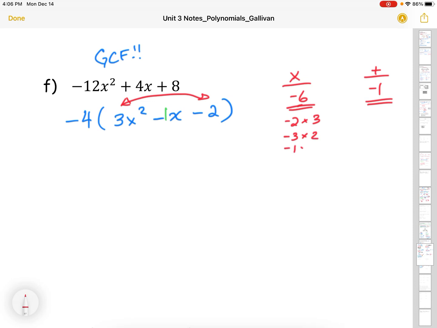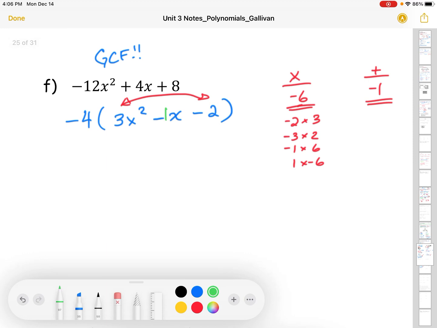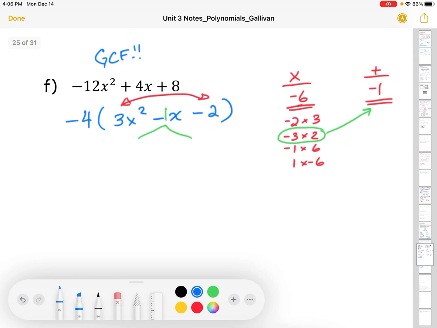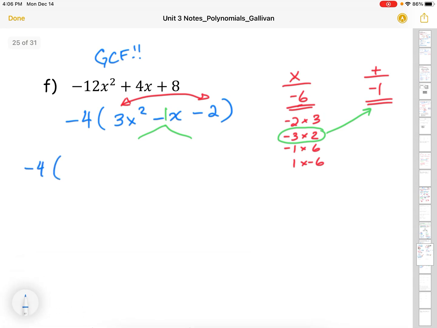I also have 1 and 6, but I'm looking at these. So I could do negative 1 times 6 or 1 times negative 6. But remember, I want them to add up to negative 1. So I'm looking at them, and that's the one that works. Negative 3 plus 2 will give me a negative 1. So that's what I'm going to break this into.